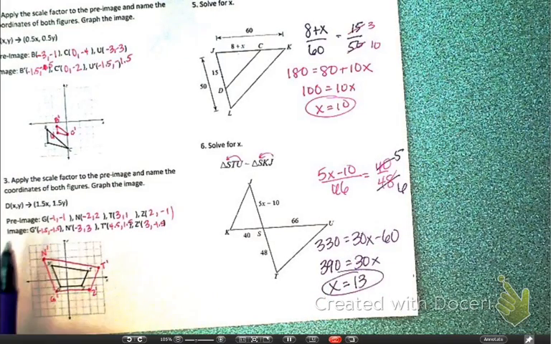What? Do we not get x equals 13? What proportion do you have?